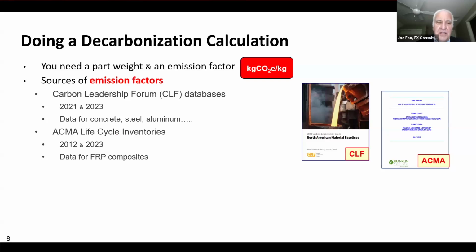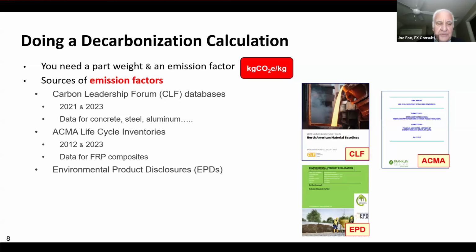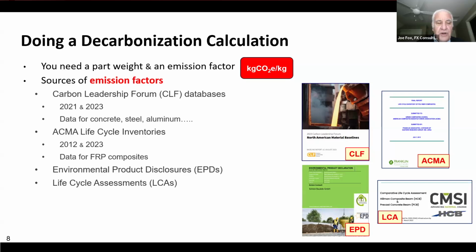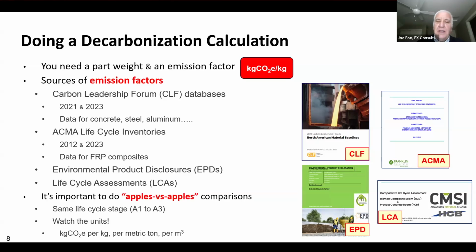They come from ACMA, the American Composite Manufacturers Association, which has conducted life cycle inventories in 2012 and 2023 and provides data for FRP composites. You can get it from environmental product declarations, and you can get it from life cycle assessments, or LCAs. The point that I want to make is you're getting information from multiple, different sources, and it's very important as you do these calculations that you do apples versus apples comparisons, where you're looking at the same life cycle stage, like A1 to A3. And it's very important that you watch the units as you do these calculations.